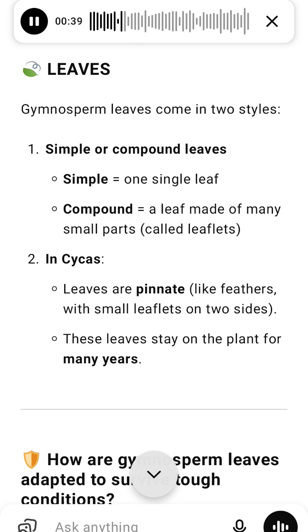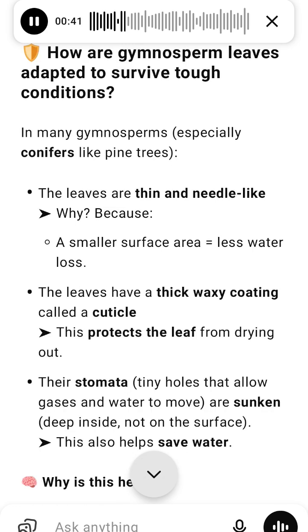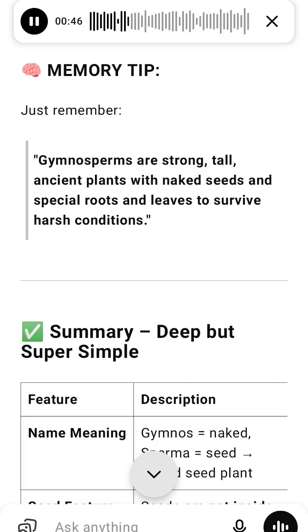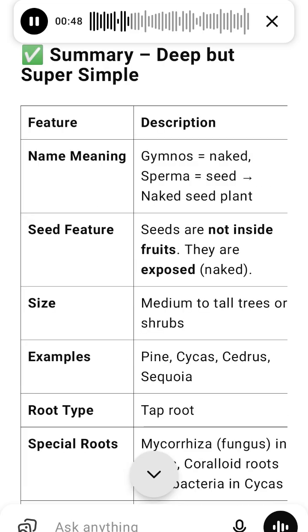Stems. Some gymnosperms have unbranched stems, like in Cycas, looks like a small palm tree. Branched stems, like in Pinus and Cedrus, Christmas tree shape. Leaves. Leaves can be simple, one piece, or compound, many small leaflets. In Cycas, compound leaves look like feathers and stay green for years.